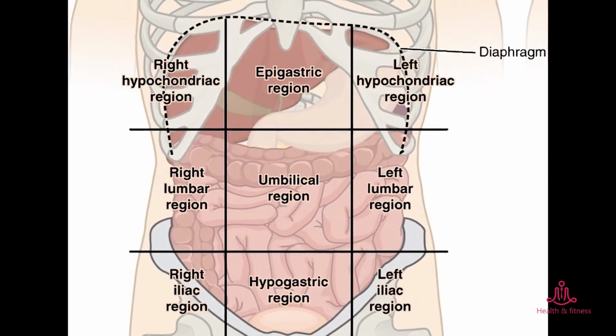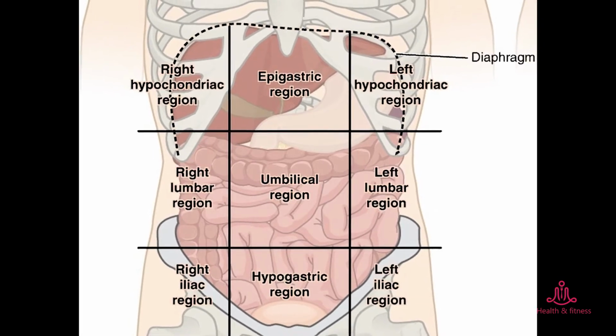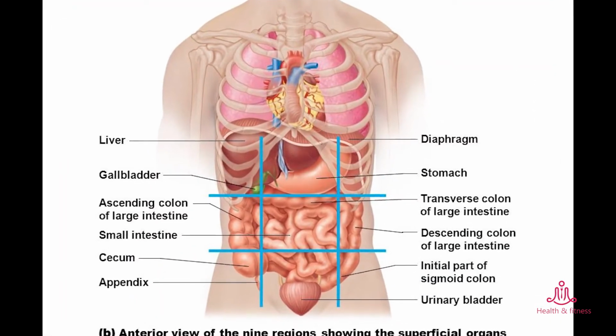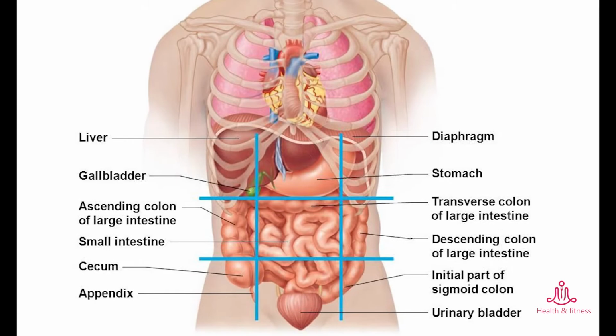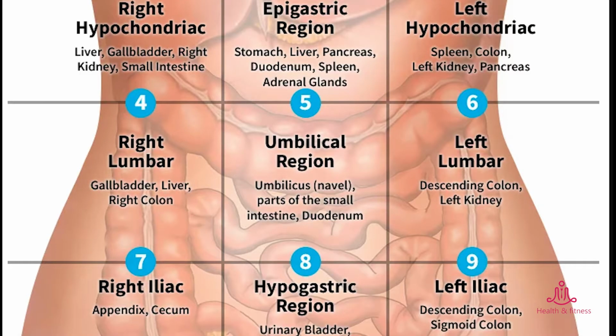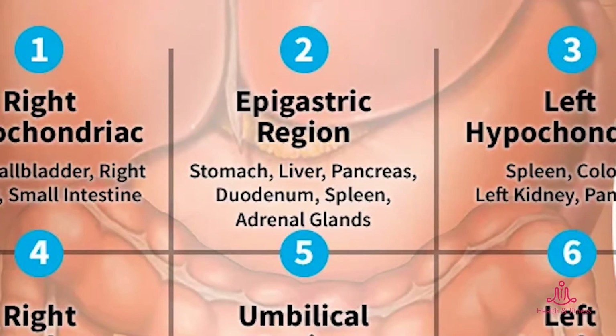room contains specific organs. The upper right chamber contains the right lobe of the liver and gallbladder. The epigastric region contains the left lobe of the liver, the pancreas, the stomach, the ventral part of the esophagus, and part of the small intestine, known as the duodenum.